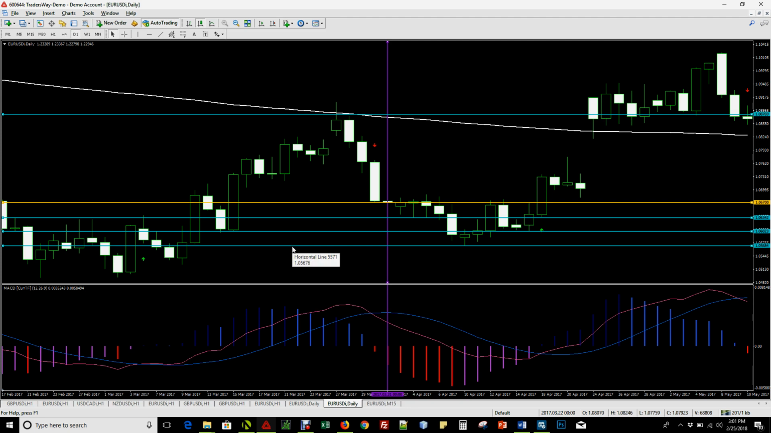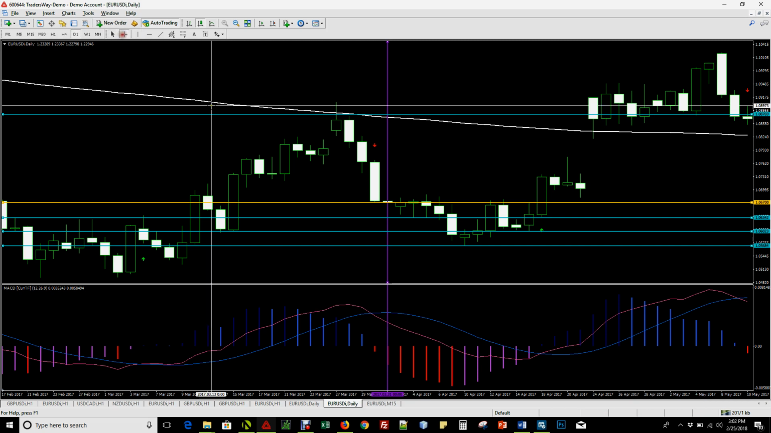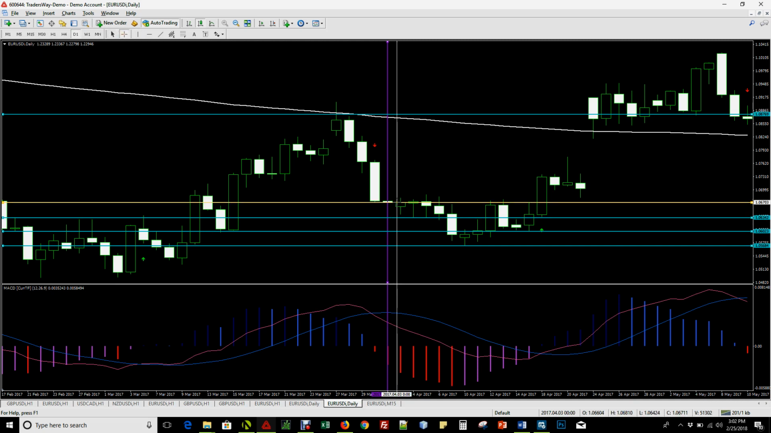Now as you can see, actually that was really accurate. All 3 of those did get hit. That would be a movement of 34 pips, 70 pips, 102 pips. So pretty decent move.